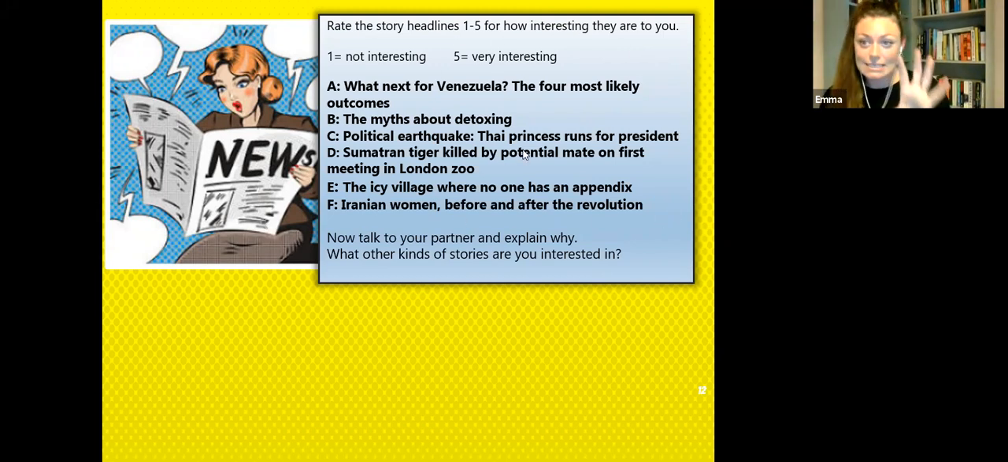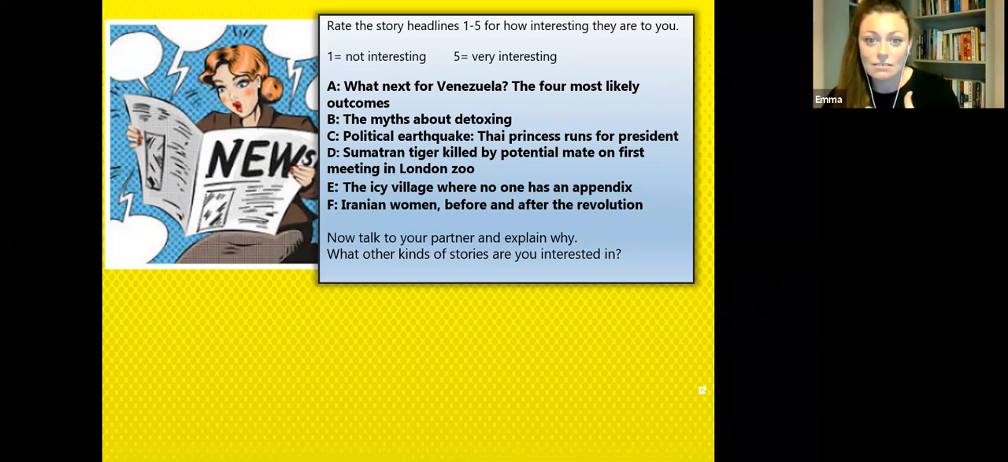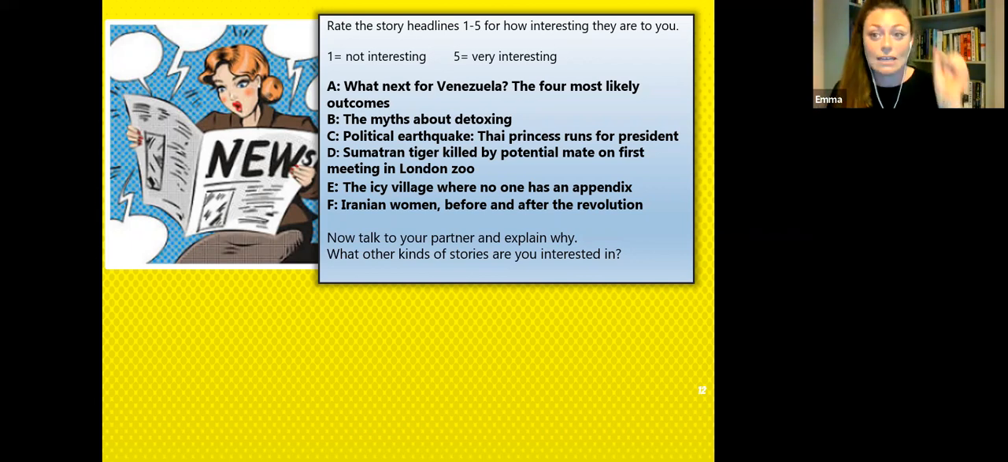Something about a task like this is that sometimes learners will write on a needs analysis that they're interested, for example, in politics or current affairs, but not all politics stories are equally interesting to people. If I was to choose one of these stories, I would choose maybe C or F, but I wouldn't necessarily choose A, maybe D I'm interested in, but A and C are both political stories and I'm not equally interested in them. So there's something to be said for delving deeper than just topic level, getting into more specifics with our learners.